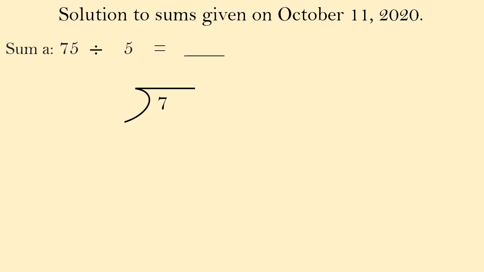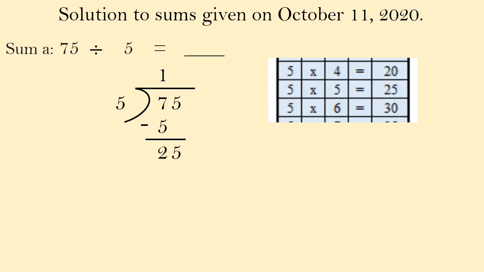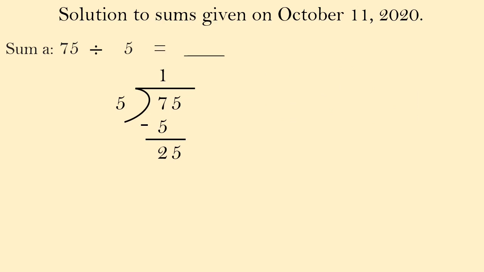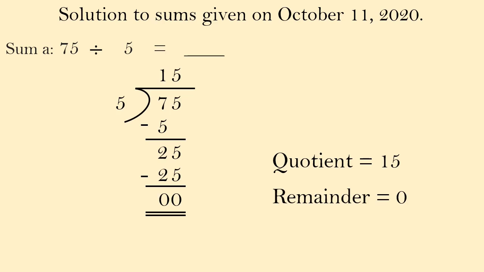75 divided by 5. I'm going to go quickly through these sums. 5 ones are 5, remainder is 2. I'll bring down the 5. Now 5 into what is going to give you 25? 5 into 5 is going to give you 25. 5 5s are 25. Subtract 25 minus 25 is 0. So 15 into 5 is 75, or 75 divided by 5 is 15. Quotient is 15, remainder is 0. Let's go to the next sum quickly.